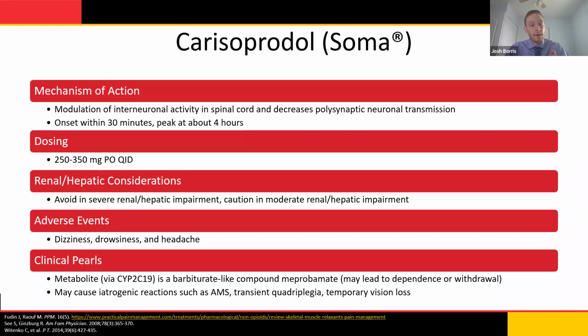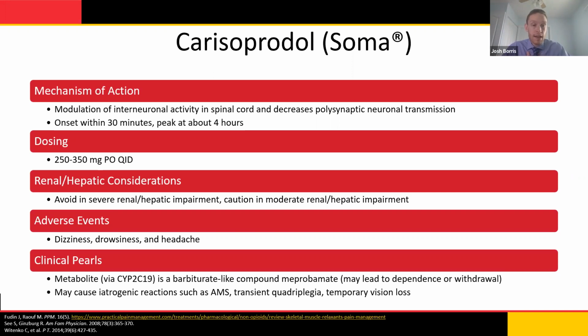It has a chance to cause dizziness, drowsiness, and headache. And I think with this medication, because it does have the barbiturate metabolite, that dizziness and drowsiness can be pretty significant amongst patients.